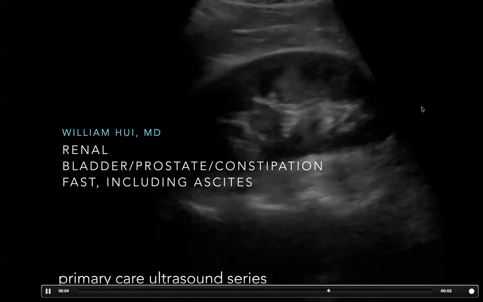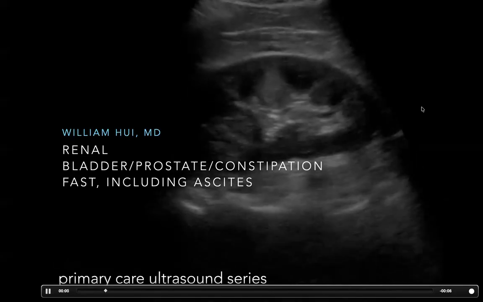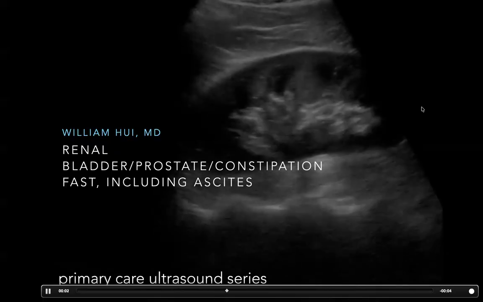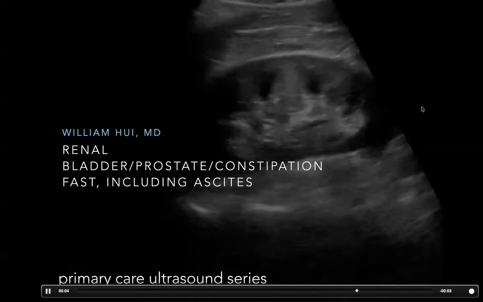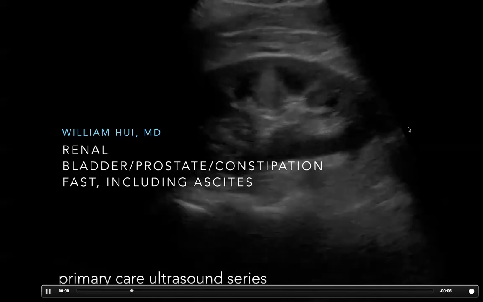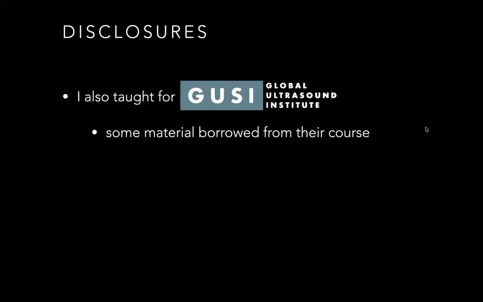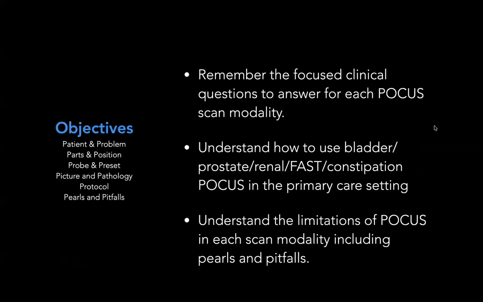Today, we'll be talking about renal, bladder, prostate, constipation, and then also the FAST exam, including ascites. Some of these slides are borrowed from the Global Ultrasound Institute.